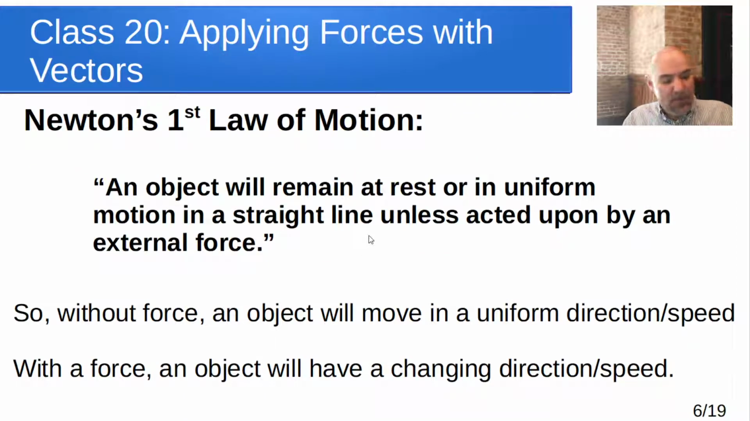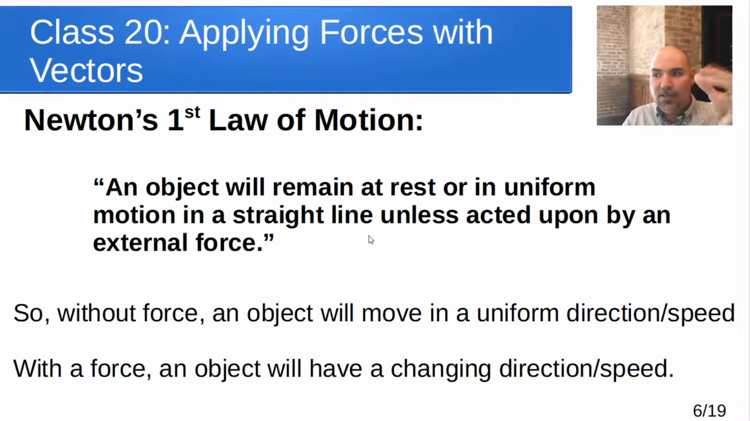All right, now to rewind a little bit, if we go back to Newton's first law of motion, it basically says an object will remain at rest or in uniform motion in a straight line unless it's acted upon by some force. Another way to think about that is, without a force, an object will move in a uniform speed and direction. It'll keep moving how it's moving. If we add a force, no matter what that force is, the object is going to have to change its speed and direction. If something is sitting completely still, it's going to stay still unless something comes along and a force gets applied and acts on it.